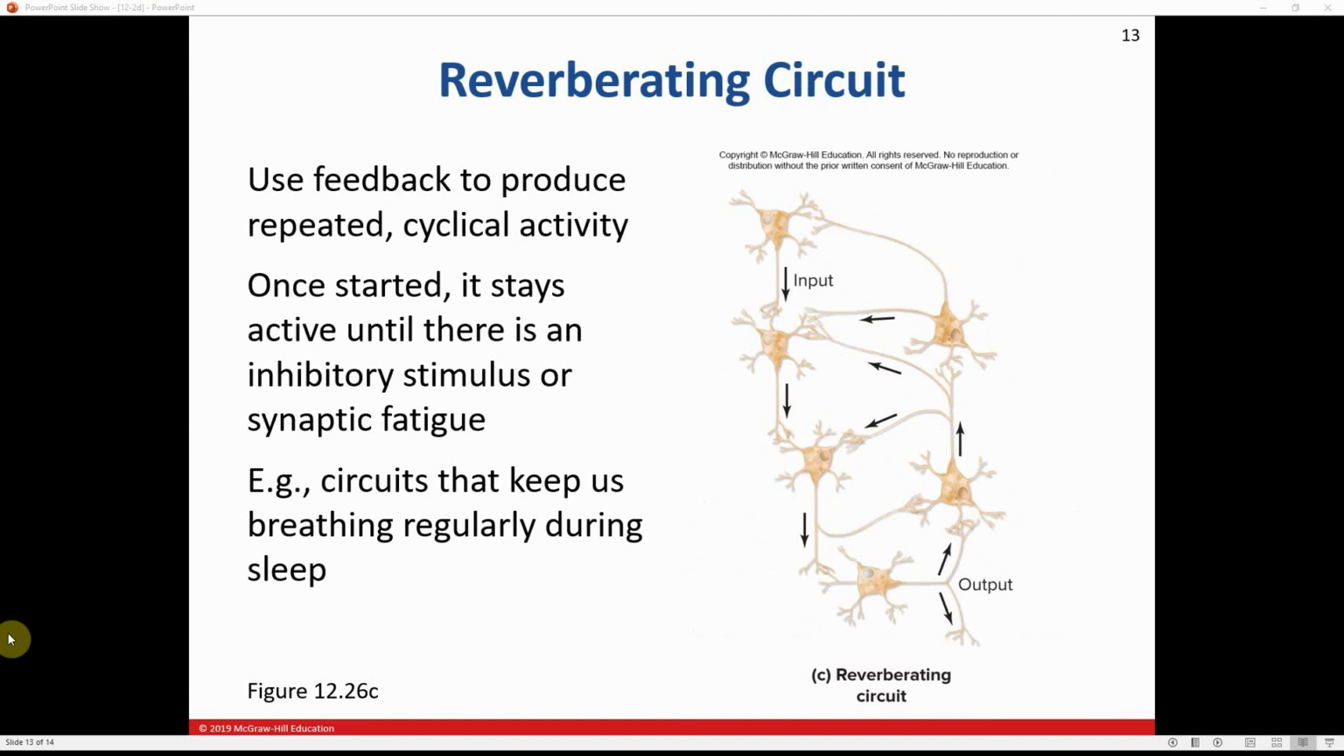A reverberating circuit's a little more complicated. We're going to use feedback to reproduce a repeated cyclical activity. So this goes in cycles. Once started, it stays there until it's interrupted somehow. We use these for circuits that keep us breathing while we're asleep.